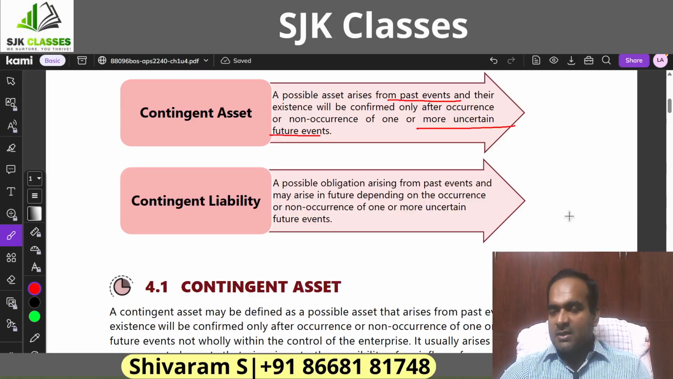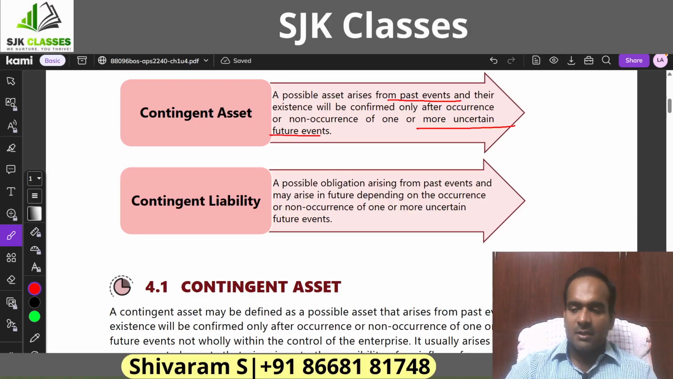Now, what do we mean by this sentence? Uncertain future event means that whether we will win the case or not is not in our hands. So the uncertain future event is nothing but the court. They have to decide whether I will receive the money or not. So that's why we are saying it as a contingent asset.